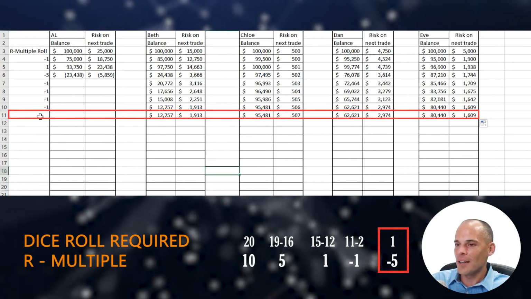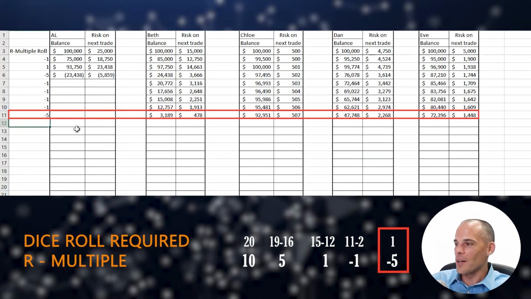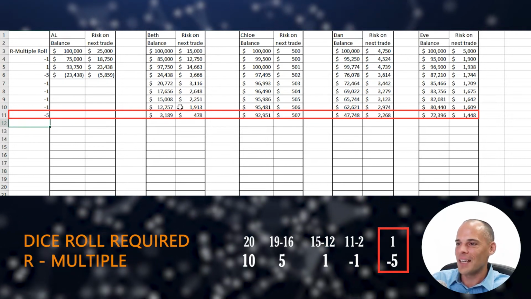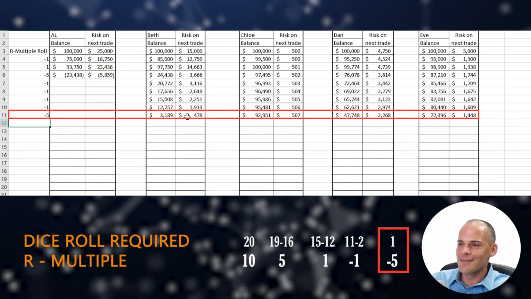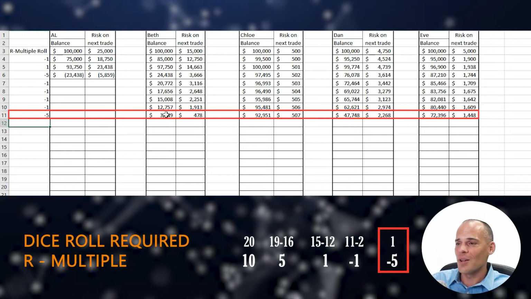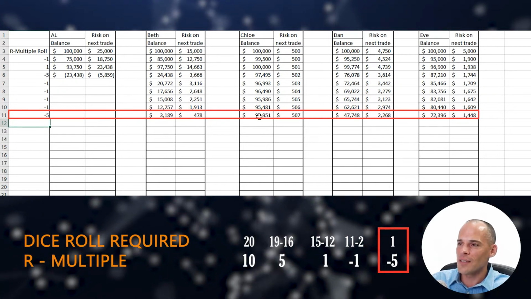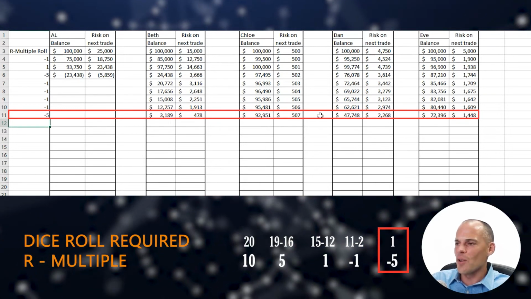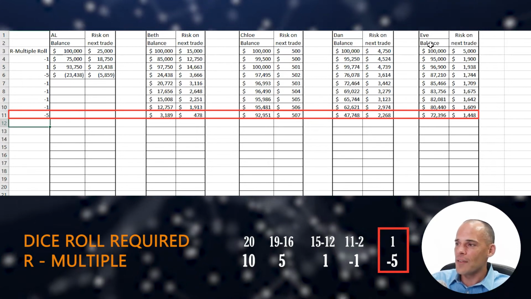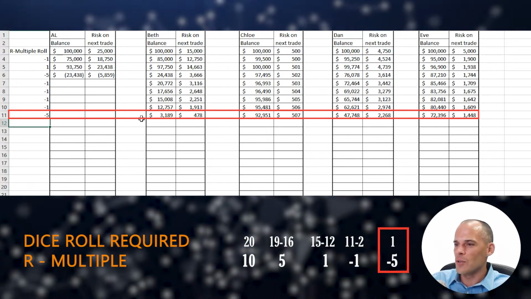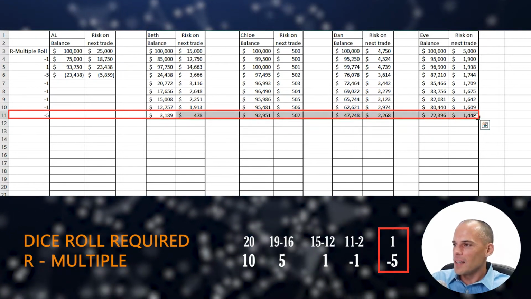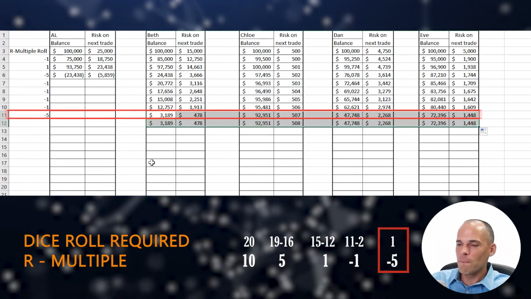We're getting hit pretty hard here, folks. This is a pretty rough run. It's pretty ironic and amusing. You can see poor Beth has lost approximately $97,000 of her $100,000 portfolio. Chloe's lost about $7,000 of hers. Dan has lost over half of his, and Eve has lost almost 30% of hers. So let's just see how this keeps going.